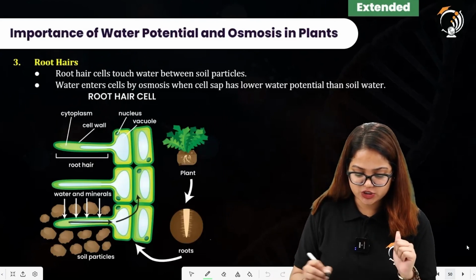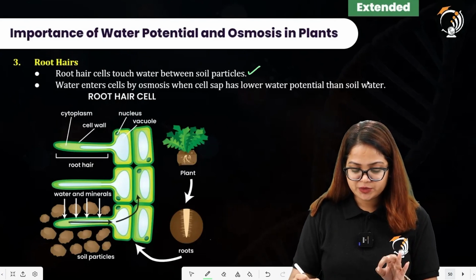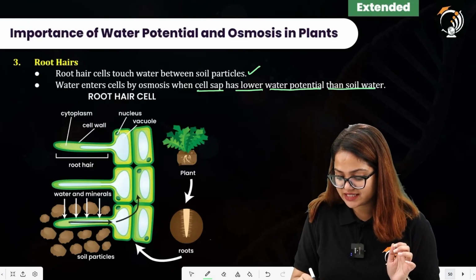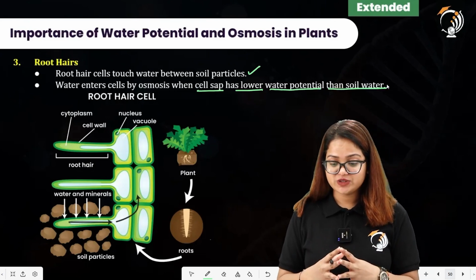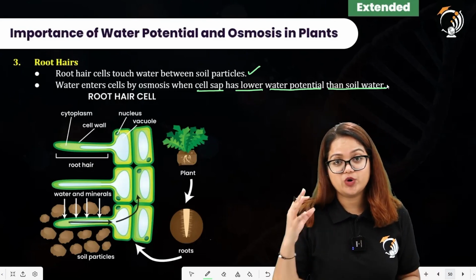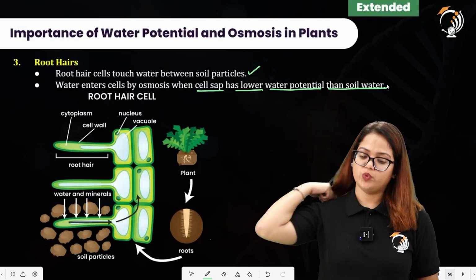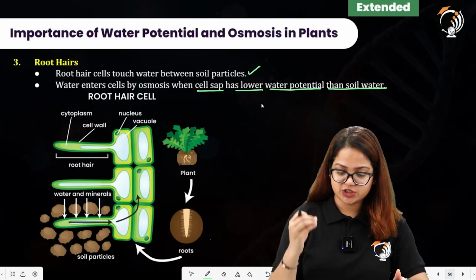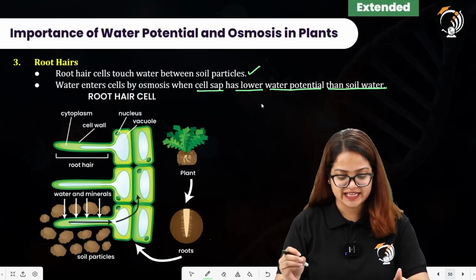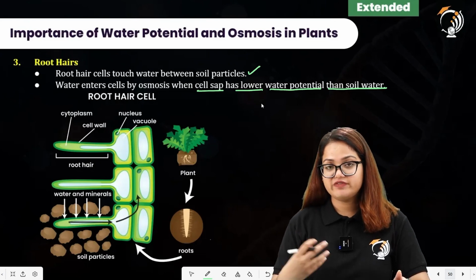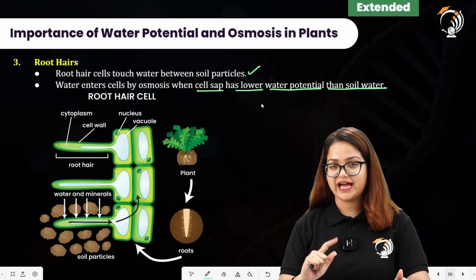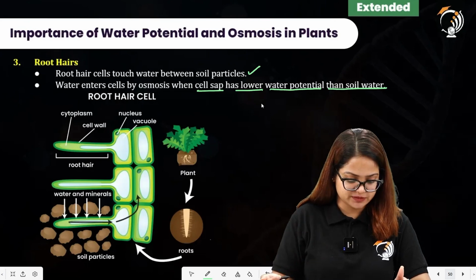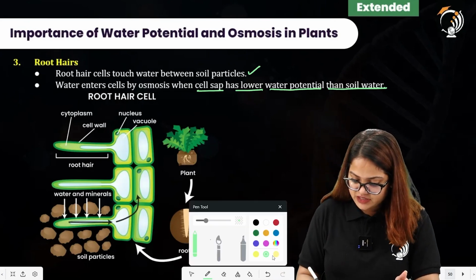The root hair cell touches water between soil particles. Water enters into the cell by osmosis when the cell sap has lower water potential than the soil water. So there is also this movement of water considering the water potential. The solution in the root hair cell has a lower water potential, whereas the soil has higher water potential, and due to that there will be movement of water molecules from the soil, that is the high water potential region, into the root hair cell, that is the low water potential region.